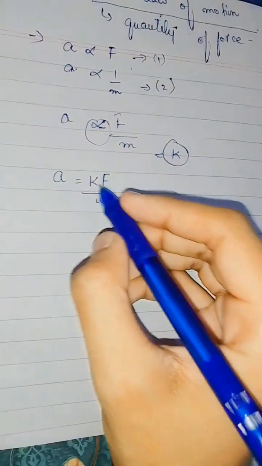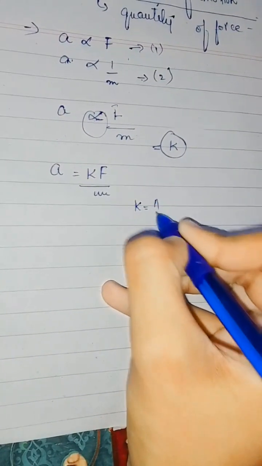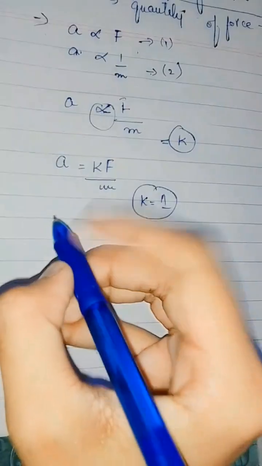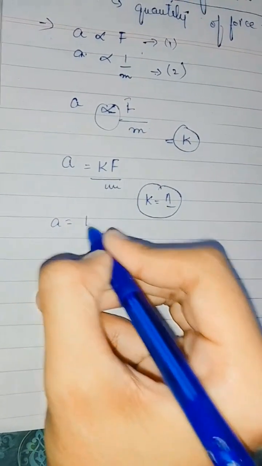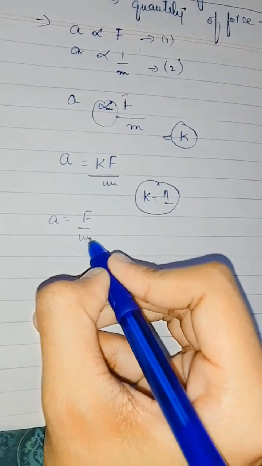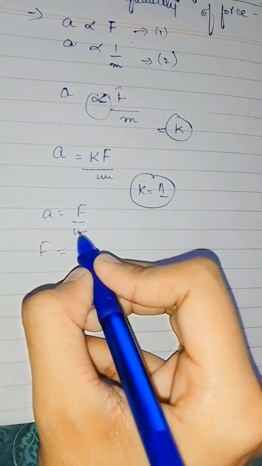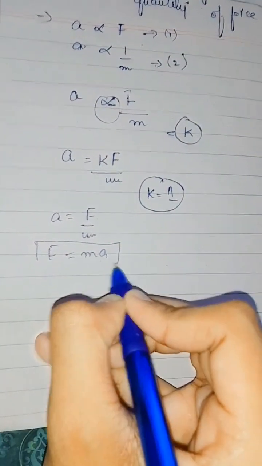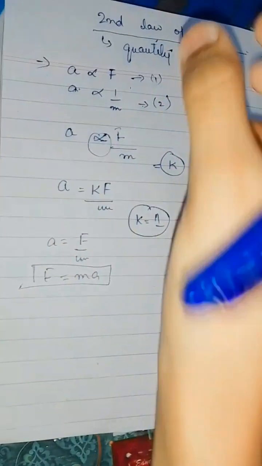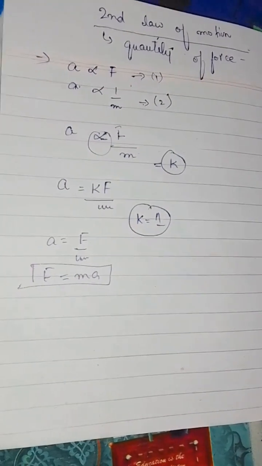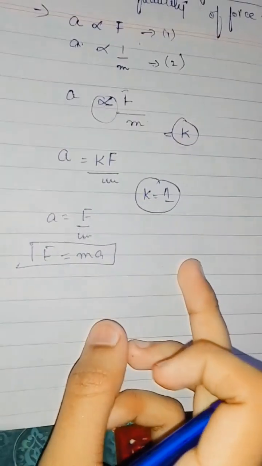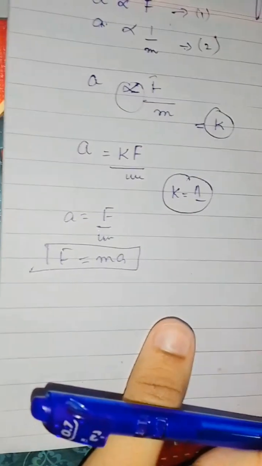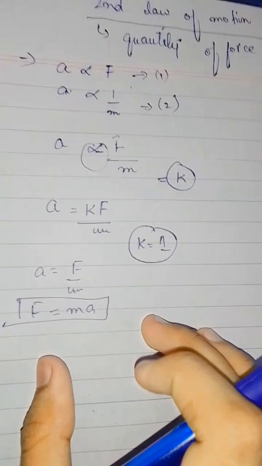Now k, the constant, is basically equal to 1. So acceleration is equal to force upon m. If we want to find the force, m is dividing here, so it will be multiplying. That is basically what Newton's law of motion is saying, that the force is equal to the mass into acceleration. That is the formula of the force.